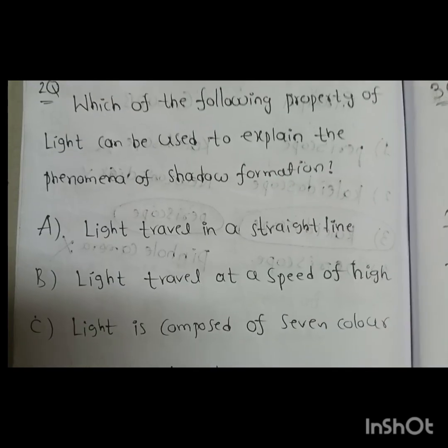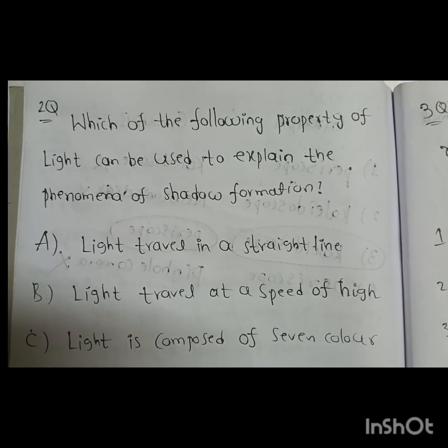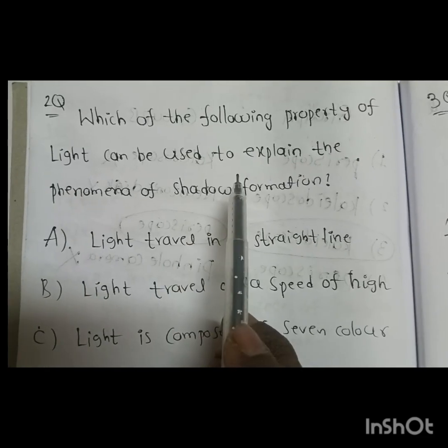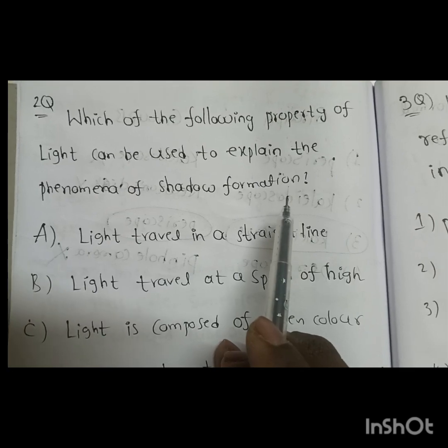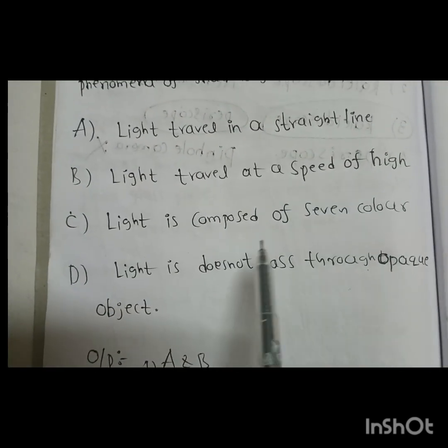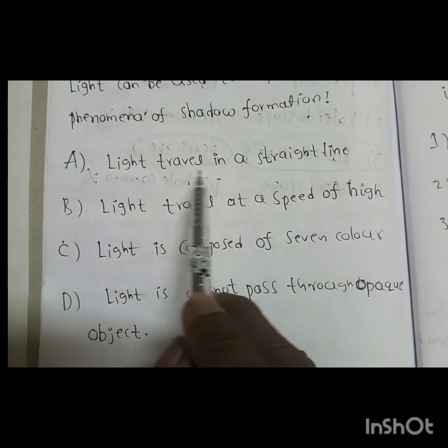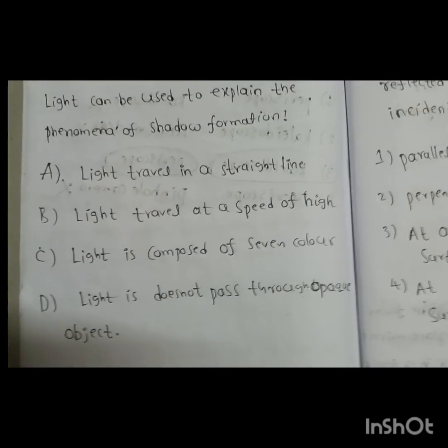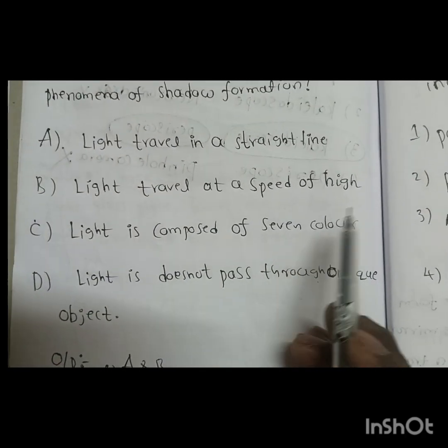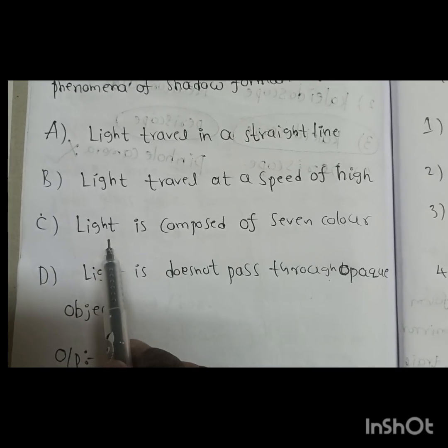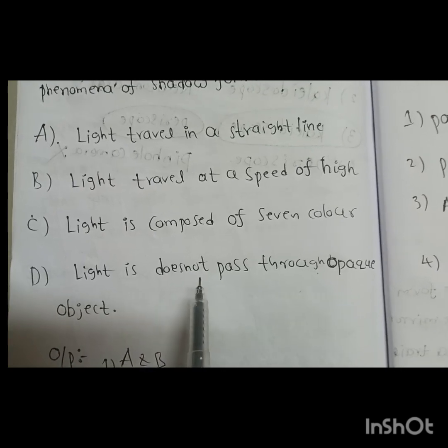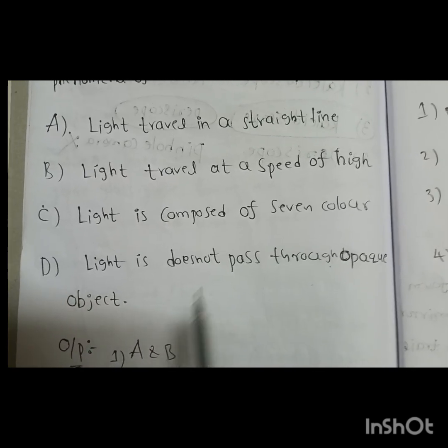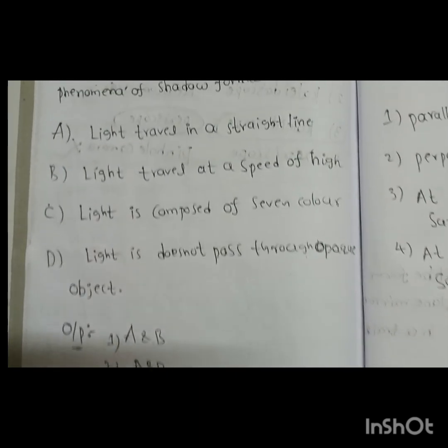Next, the second question: which of the following properties of light can be used to explain the phenomenon of shadow formation? You can see the options over here: light travels in a straight line, light travels at a speed of high, light is composed of seven colors, light does not pass through opaque objects. So the options are AB, AD, AC, BD.